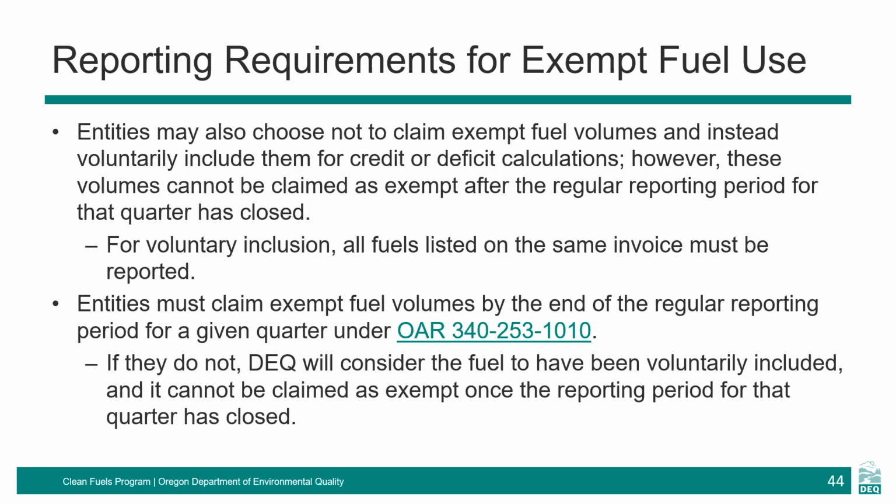Entities may choose not to claim fuel as exempt and instead voluntarily include it in their credit or deficit calculations for the Clean Fuels Program. However, once the reporting period for that quarter has closed, these volumes can no longer be claimed as exempt. If an entity opts for voluntary inclusion, it must report all fuel listed on the same invoice as included in the program. Once reported, the fuel is subject to the same verification and compliance requirements as any other fuel. This voluntary inclusion, again, must be finalized at the end of the reporting period for that respective quarter.